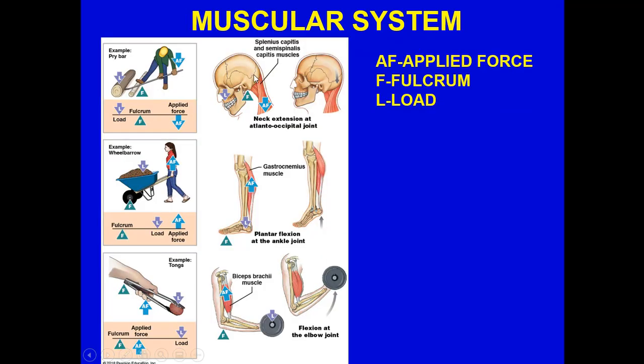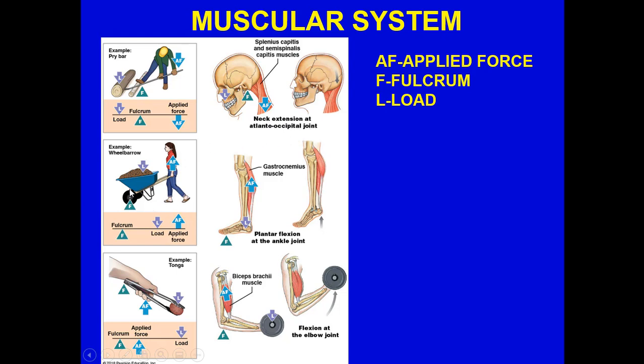So here we go. First class here. The fulcrum, the load, the applied force. So what is the load? The load is really the weight of the skull. The applied force is coming from the splenius capitis and the semispinalis capitis muscles. Now, where is the fulcrum? The fulcrum is right here, okay, at this joint, the extension of the atlanto-occipital joint.